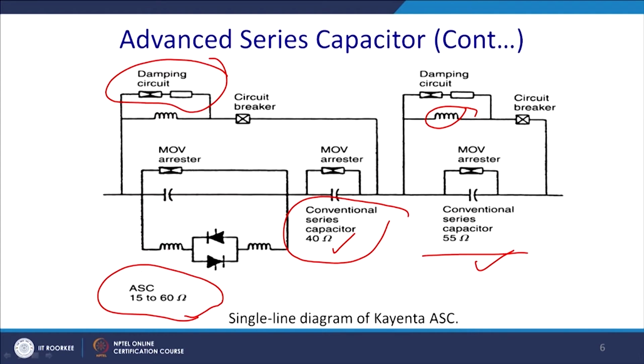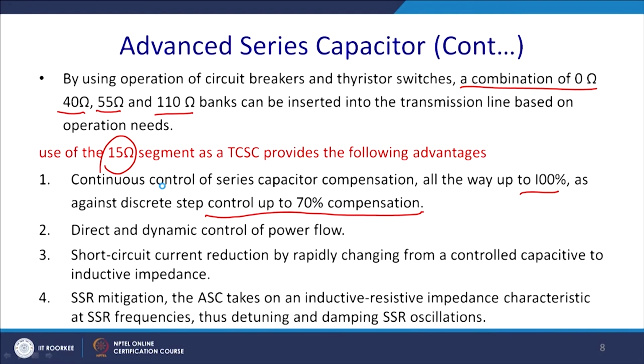So, you trigger it, so ultimately current will flow through this inductor and it will bypass this capacitor. And SSR means mitigation of subsynchronous resonance or subsynchronous oscillations. The ASC takes an inductive resistive impedance characteristic at SSR frequencies, and thus detunes the damping of subsynchronous oscillation, which is basically a great cause of concern in any power system network.